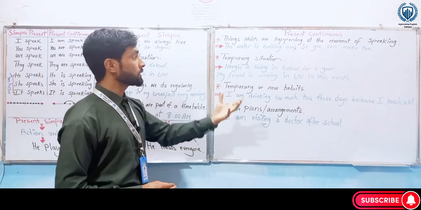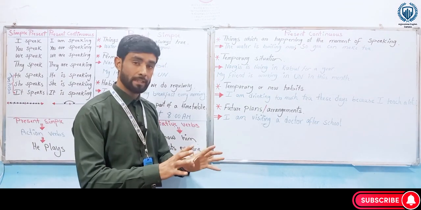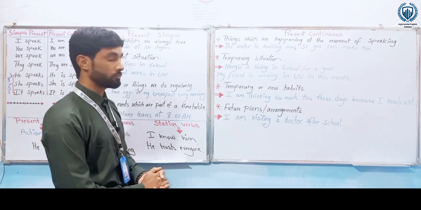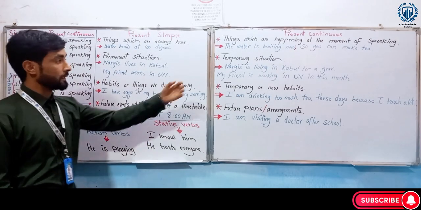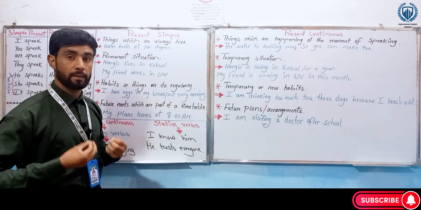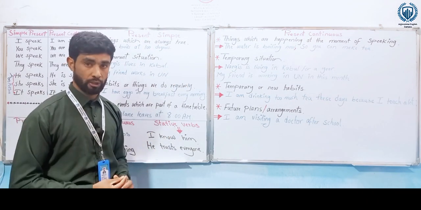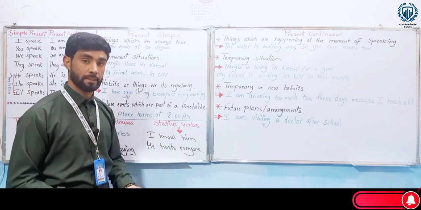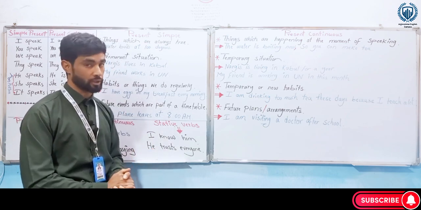And the water is boiling now, so you can make tea. It means right now it's happening, it's boiling, and it's ready to make tea. Hope it's clear. The second sentence: permanent situation and temporary situation. Simple present tense shows a permanent situation. Present continuous tense shows a temporary situation. If you want to say something which is permanent, use simple present tense. And if you want to present something which is temporary, you can use present continuous tense.